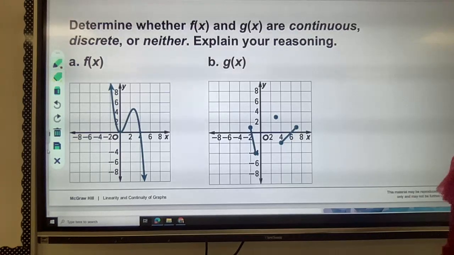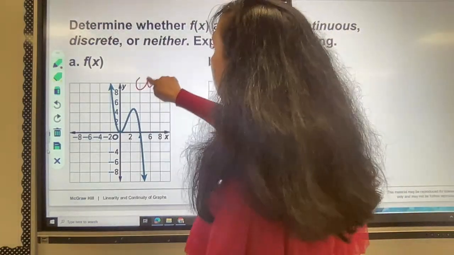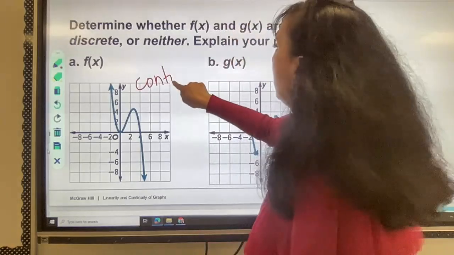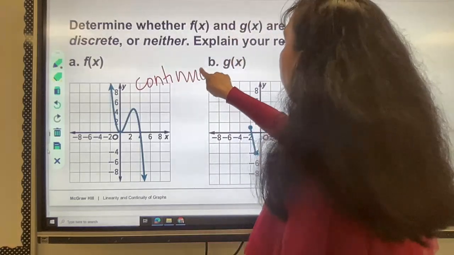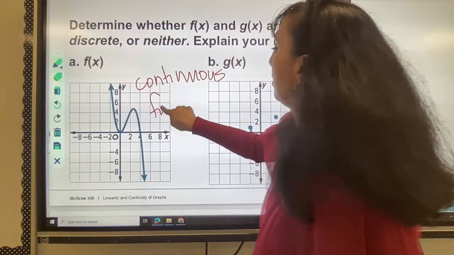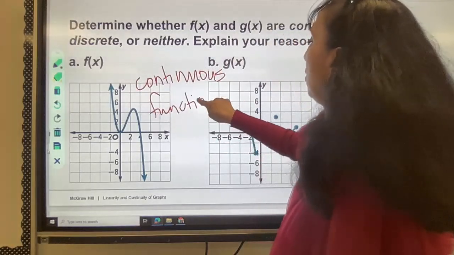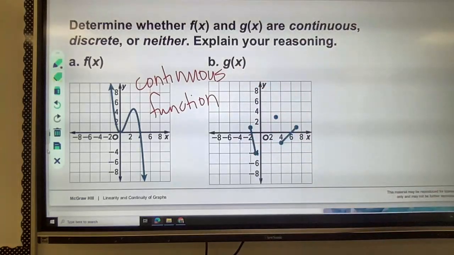The domain and range are both all real numbers. So this one is a continuous function. This is a continuous function. All right. Let's look at B, g of x.